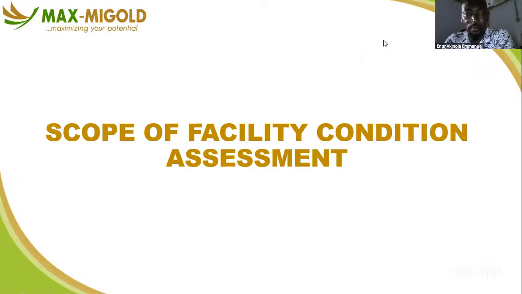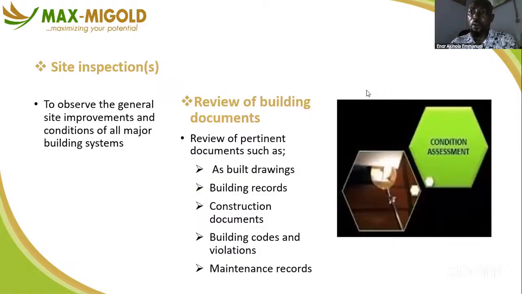Okay, great. So what is the scope of facility condition assessment? When you are doing your facility condition assessment, what are those things that you need to cover? To observe the general site improvements and condition of all major building systems, which we have already mentioned earlier. Then to review pertinent documents such as your as-built drawings, building records, construction documents, building codes and violations, and maintenance records, if and only if available.